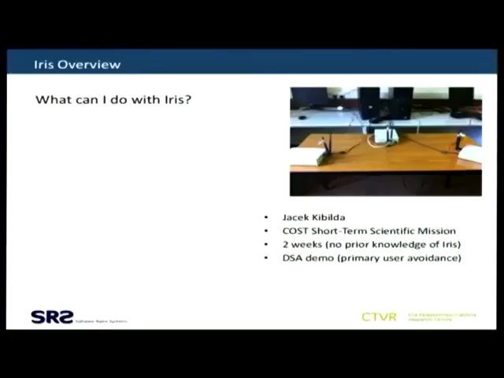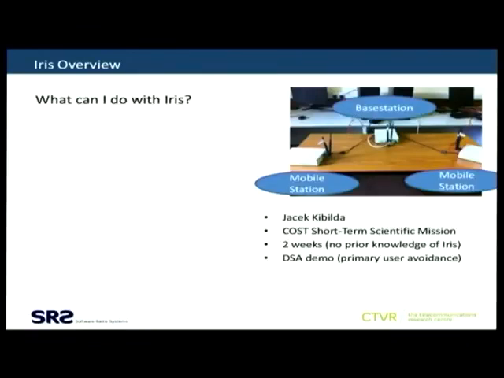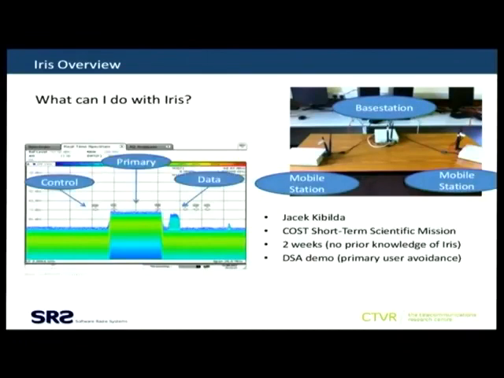A good example of what you can do with Iris was Jose Cabildo, who came to us on a 2-week COST short-term scientific mission. He had no prior knowledge of Iris, and he very quickly put together quite a nice dynamic spectrum access demonstration system. So he had a base station, a couple of mobile stations, and he quite simply was avoiding a primary user, using a control channel to manage the data channel. And there's more information about this at that link.